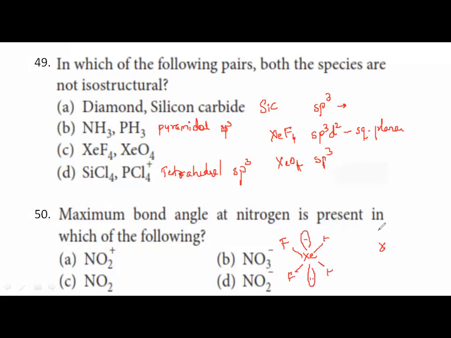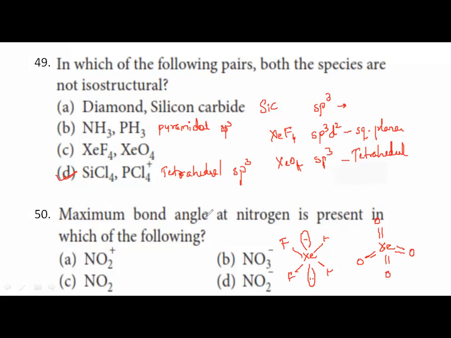Whereas in XeO4, all are double bonded to oxygen atoms. All bonds are double bonds. So it is 8 minus 8 plus 0. So 2 4s are 8, so 4 means hybridization is sp3. The structure of the molecule is tetrahedral. So it is not isostructural in this case.